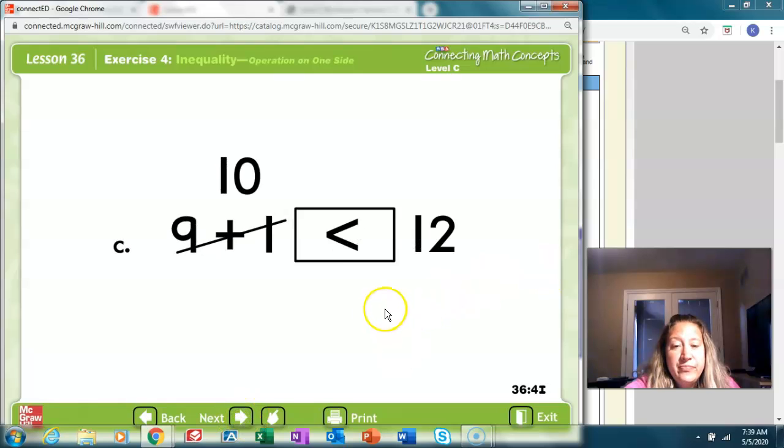And check it. Did you get 10 as the answer? Do you have the symbol, the bigger end, closer to the 12? And read your statement starting with 10. 10 is less than 12. Read the statement starting with the 12. 12 is greater than 10. Okay? And last one, D. Go ahead and work D, and then I'll show you.